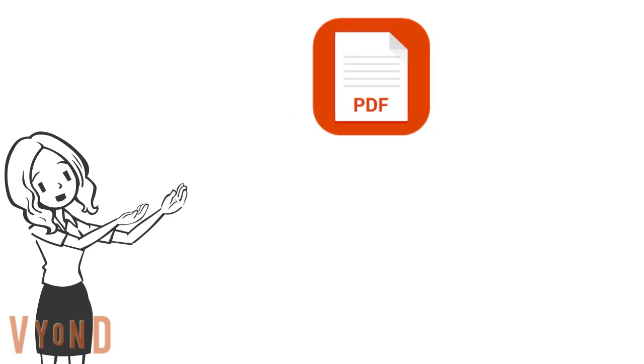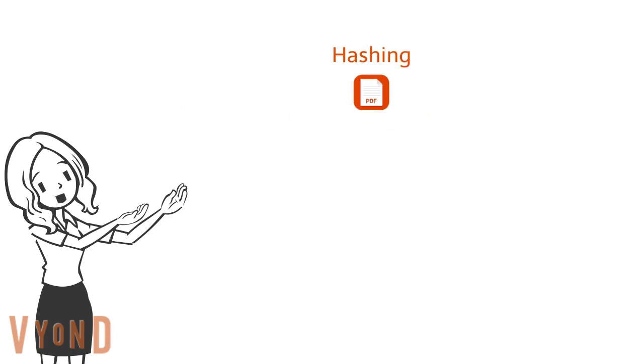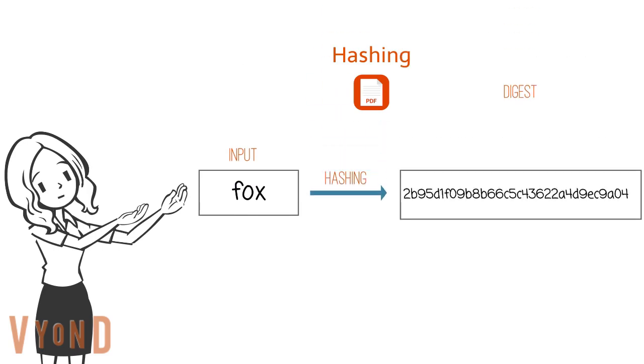The compress function is called a hashing function. It is a mathematical algorithm that compresses data of arbitrary size to a bit string of a fixed size, called a digest.